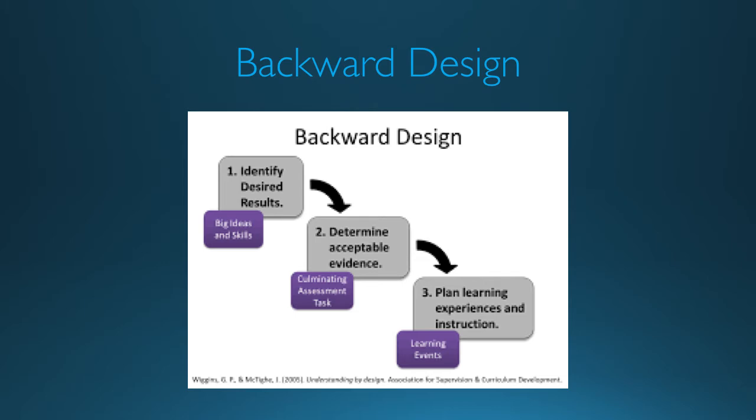There are 3 steps to using backward design to plan curriculum. These steps are, number 1, identify desired results, number 2, determine acceptable evidence, and number 3, plan learning experiences and instruction. I attached a sample planning template in Blackboard for you to look at, but no worries, we'll review all these steps separately in the upcoming modules.